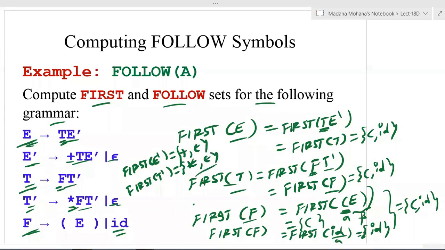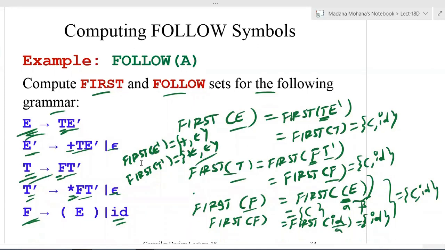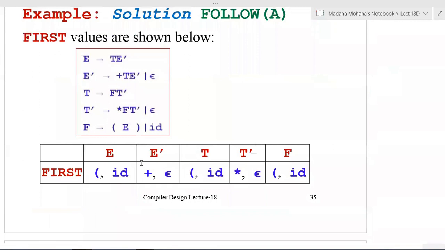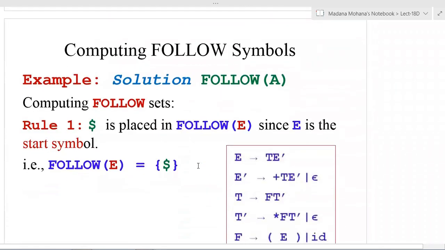So directly now for all the variables, first sets are calculated. So very simple. Now all this you can list in the table. Now here you can see whatever we computed, first of E dash, T dash, F, the values are listed. So before proceeding to find follow values, first sets are compulsory. Otherwise we can't find them. Now let us come to our follow values.